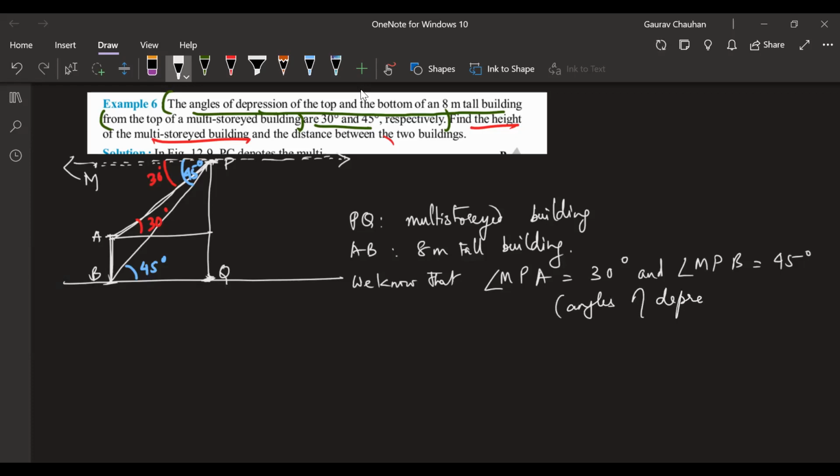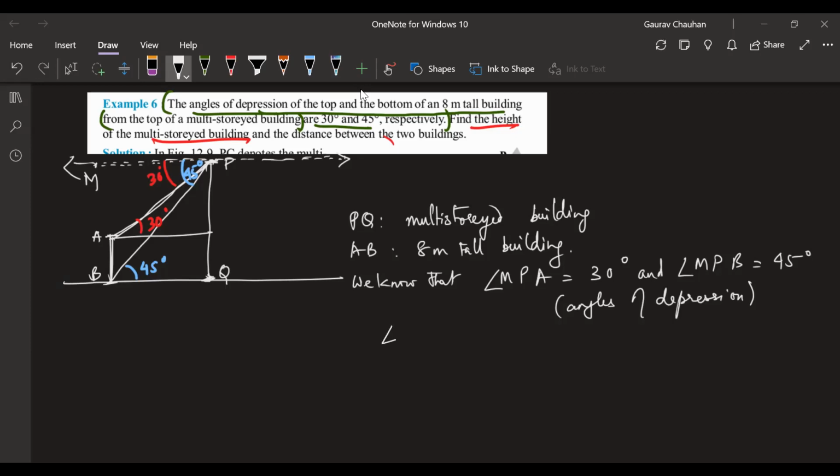Now, whenever you have angles of depression, in most of the cases you will end up converting it into the angle of elevation of the other point. Which means if I'm looking from P to A, if this is the angle of depression, then from A to P, that is the angle of elevation. Anyhow, don't confuse yourself with this, but the idea is that I'm going to change it into a triangle which I can use.